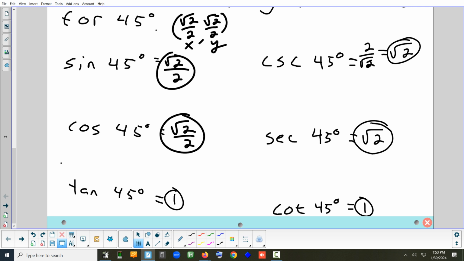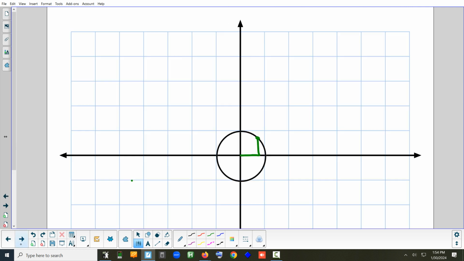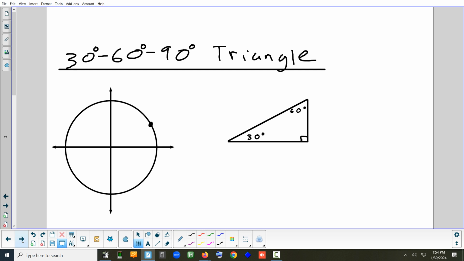And that's how you find the 6 trig functions for 45 degrees. Any question on that? Okay, so that's the 45. Now we're going to look at the 30 and the 60.